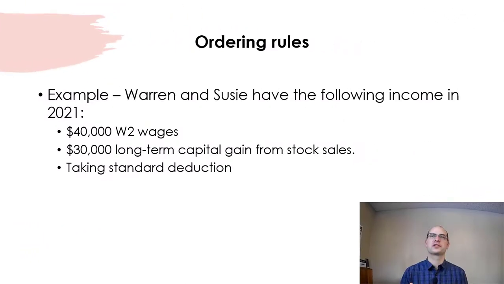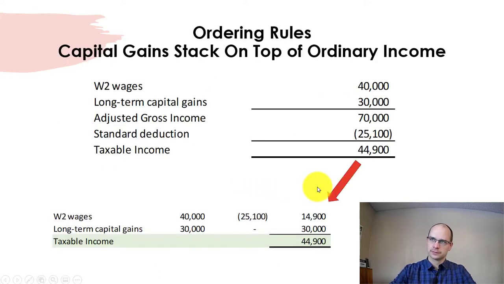So let's start out with our first example, Warren and Susie. They have the following income for 2021: $40,000 of W-2 wages and $30,000 of long-term capital gains from some stock sales. They're taking the standard deduction. So let's take a look at how that would flow through an income tax return. Here's their wages plus the capital gain. That's going to equal $70,000 of adjusted gross income. They're going to take their standard deduction and end up with $44,900 of taxable income.